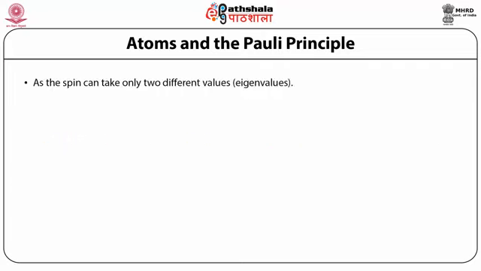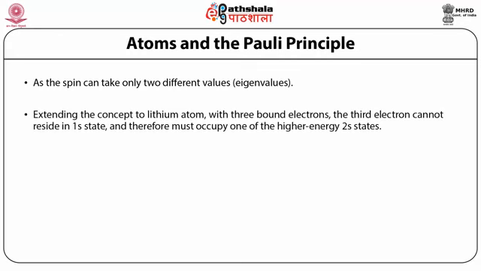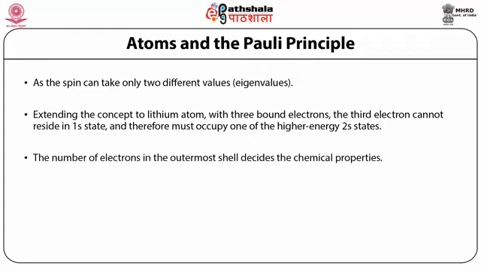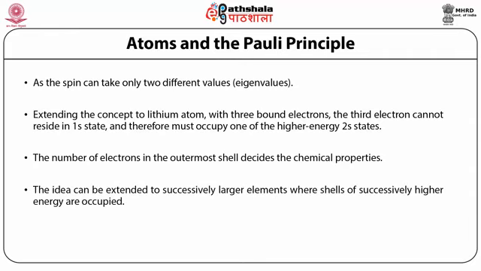As spin can take only two different values, which we refer to as eigenvalues, extending the concept to the lithium atom with three bound electrons, the third electron cannot reside in the 1s state and therefore must occupy one of the higher energy 2s states. The number of electrons in the outermost shell decides the chemical properties. The idea can be extended successfully to larger elements where shells of successively higher energies are occupied.